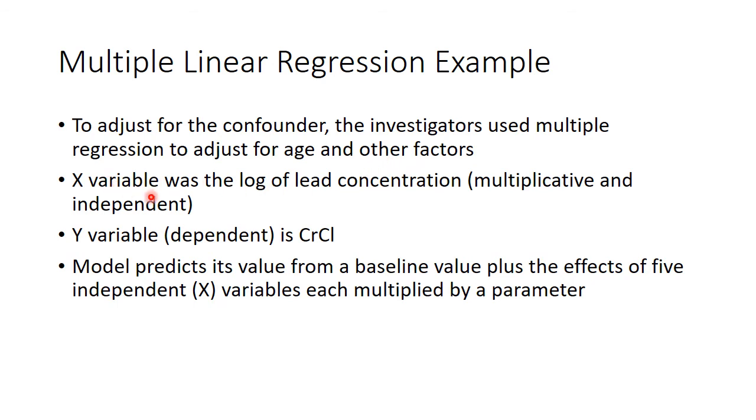And again, our X variable is going to be the log of lead concentration, mainly because this is kind of a multiplicative value. So again, they're just looking at the log of that. It tends to be a little bit easier to look at concentrations over a large scale. And then we're going to see that this is our independent variable, and then our Y variable, which is going to be dependent, is creatinine clearance. And so what we find is we're generating a model based off this data of roughly 1,000 men, and we want to predict its value from a baseline value, right, plus the effects of these 5 independent variables, each multiplied by a specific parameter. And then we'll go into more detail on this in a second and see what this looks like.